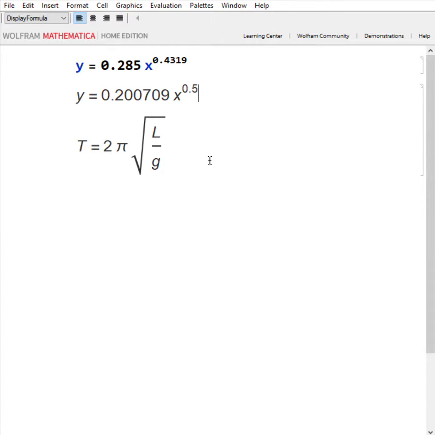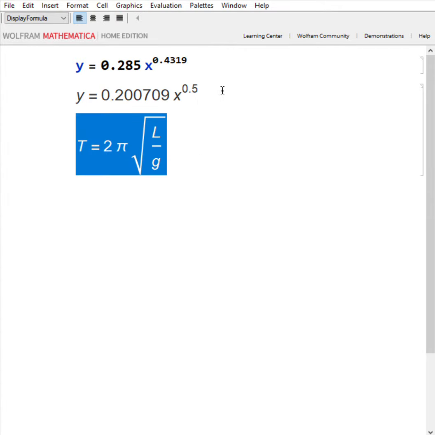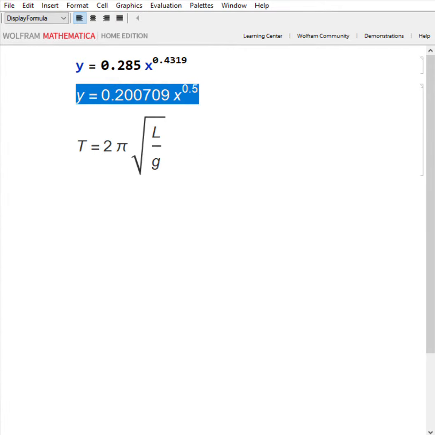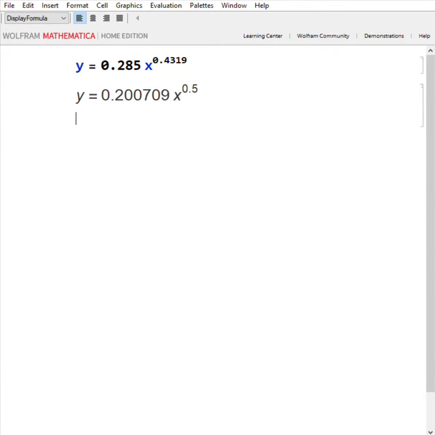Anyway, so what did we do? We took this theoretical model, we rewrote it in that form. In fact, I'm just going to get rid of this because we don't need it anymore. So this is our theoretical expression for the relationship between a pendulum's length and its period, and this is what we got in Excel. And they are very similar to each other.